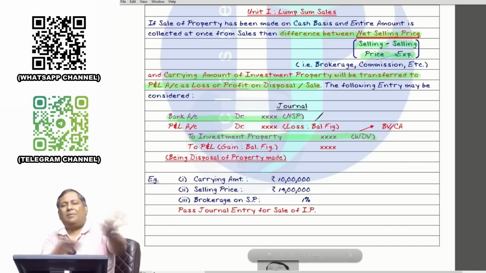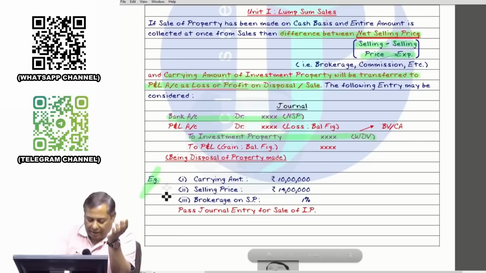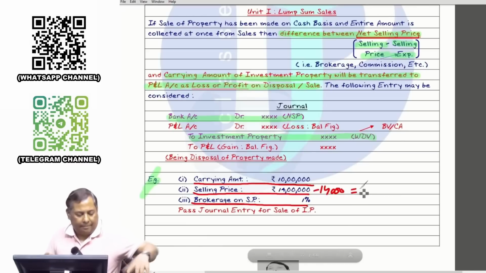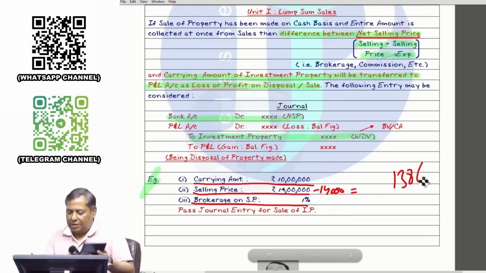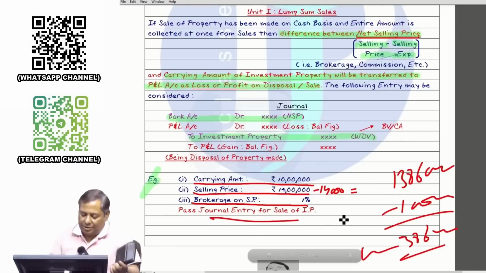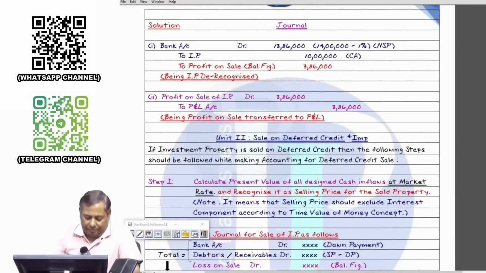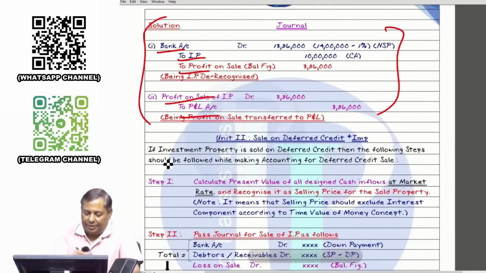This is a very simple method. Even 11th standard kids know this. But when we differ, you see this example. The carrying amount is 10 lakhs, the selling price is 14 lakhs, and brokerage is 1%. So brokerage will be 14,000. So it has been sold for 13 lakhs 86,000. So you know 3 lakhs 86,000 will be your gain in this. It's very simple. I didn't take any shortcuts, you see. Bank account debit to IP and to profit, profit to P&L, 2 entries.